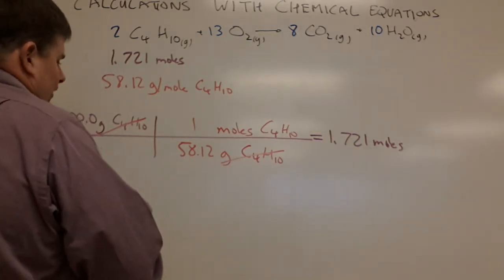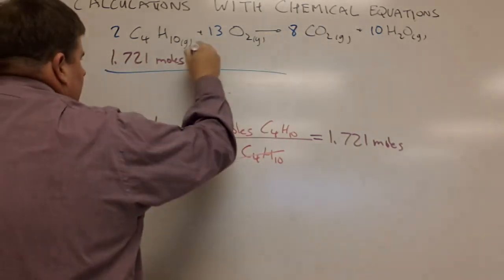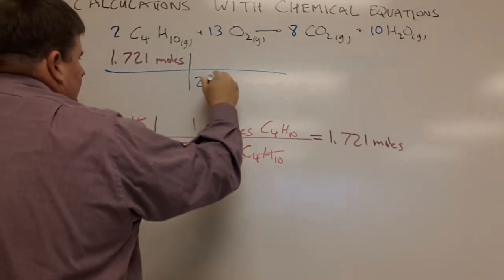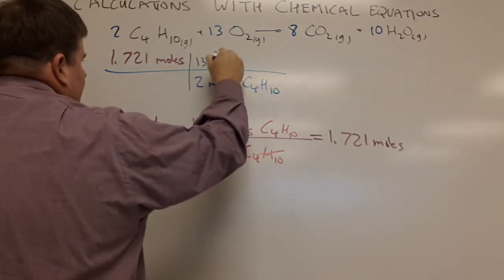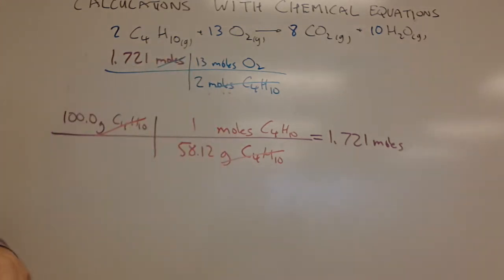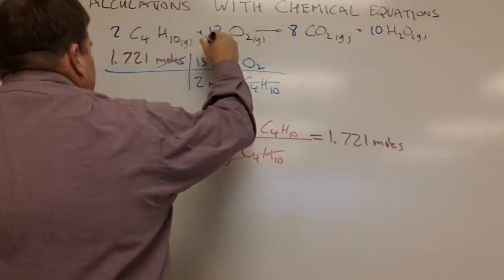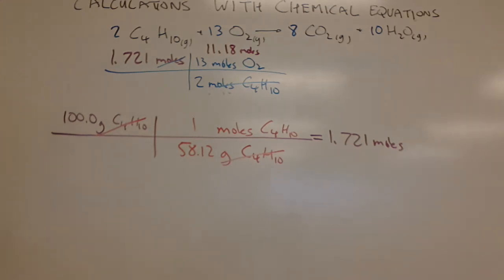So, if I look at it from a cross diagram standpoint, for every 2 moles of C4H10, I'm going to have 13 moles of oxygen. Okay? These units cancel out, and what I'm left with is oxygen. So I have to multiply this by actually 13 halves. So the number of moles that I get for oxygen are 11.18. Okay, that's the number of moles that I've got in that case.